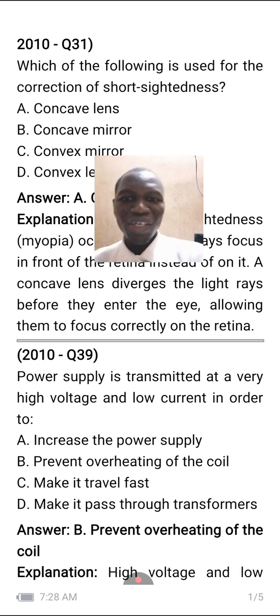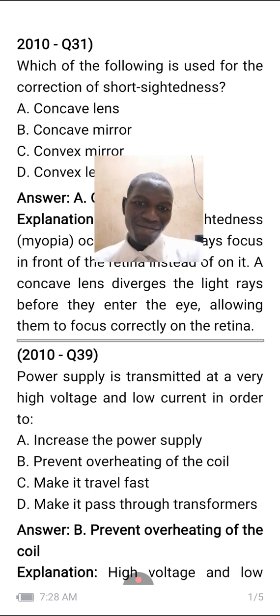All right, the question now says power supply is transmitted at very high voltage and low current in order to increase the power supply. No. Prevent overheating of the coil. Make it travel fast. No. Make it pass through transformers. No. The correct answer is B, to prevent overheating of the coil.